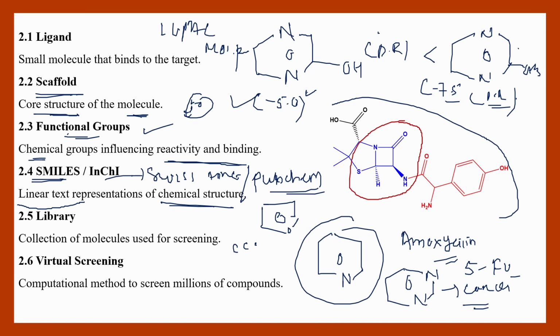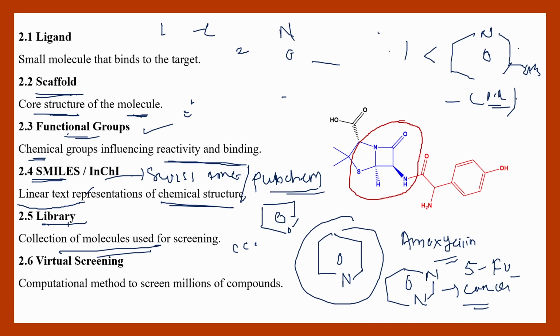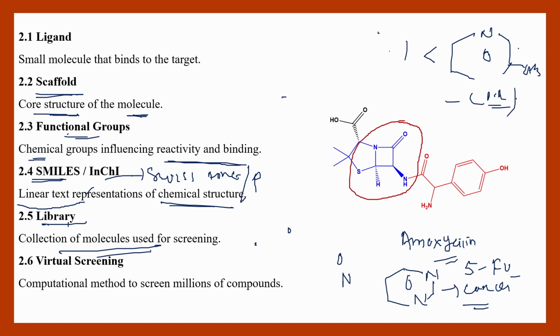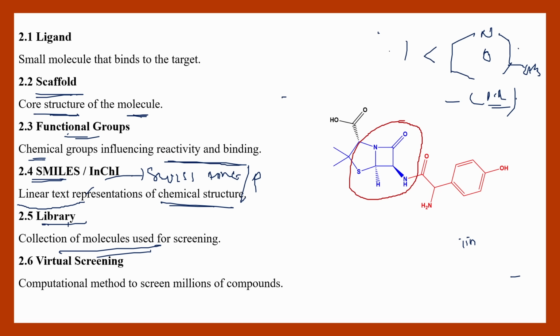Then next is the library. A library is a collection of molecules for screening. For molecular docking, we have a set of a library, meaning a set of 20 various compounds. That is called the library. Let me show you here. Let me clear the slides. Let's talk about library.